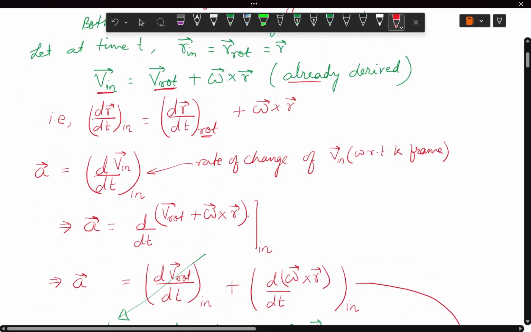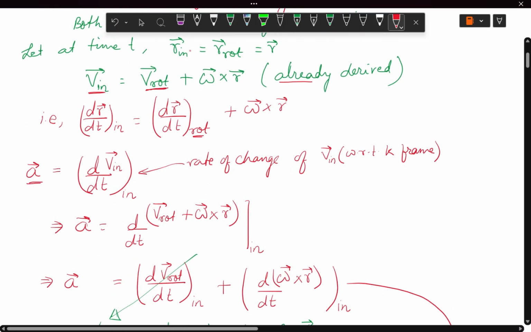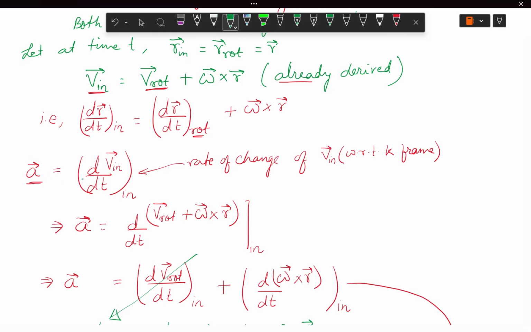Okay, now let's see here the acceleration of the particle, the A vector as observed with respect to the inertial observer, inertial frame of reference, is nothing but d by dt of V_in, right? This is the velocity with respect to the inertial observer, and we take the rate of change of this velocity. So d by dt of V_in in the inertial frame. That's why I have written it. This is with respect to the inertial observer, right? So the rate of change of whose vector? This represents the velocity vector with respect to the inertial observer. And I'm taking this derivative with respect to the inertial observer.